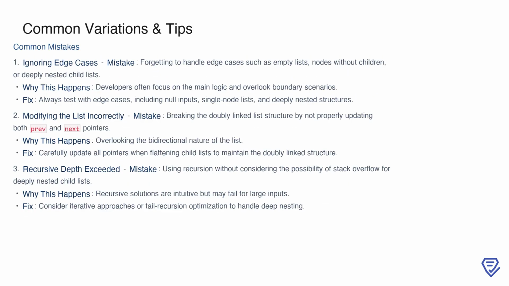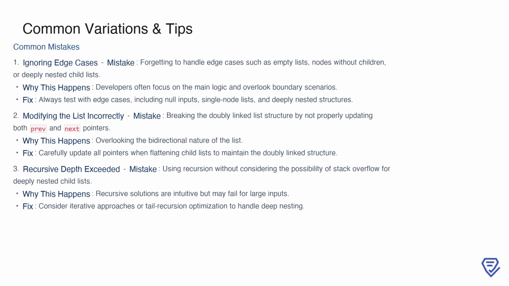When working on this problem, there are a few common mistakes to watch out for. First, developers often ignore edge cases. For example, you might forget to handle scenarios like an empty list, nodes that don't have children, or lists with several levels of nested child nodes. This usually happens because the focus is on solving the core logic, and boundary cases get overlooked. To address this, always test your solution with edge cases, such as null inputs, lists with a single node, or deeply nested child structures. Another common issue is modifying the list incorrectly.